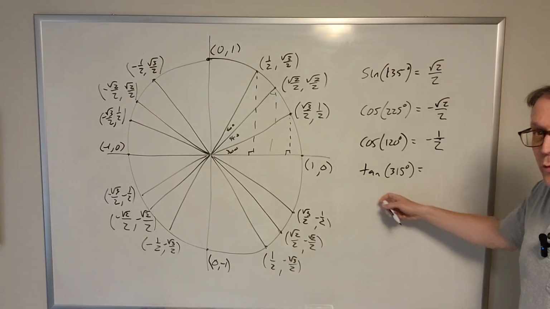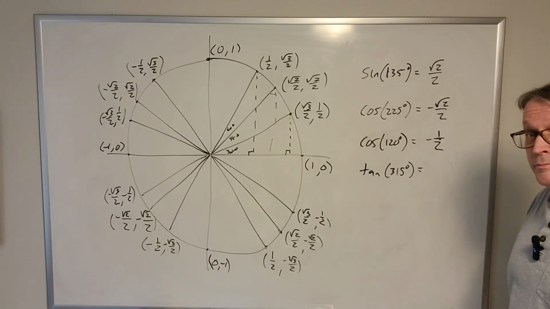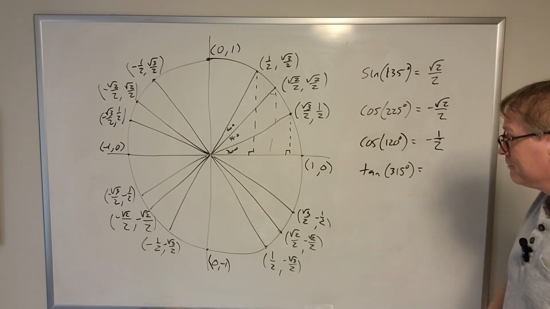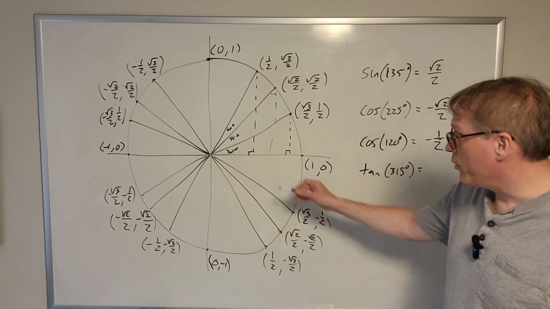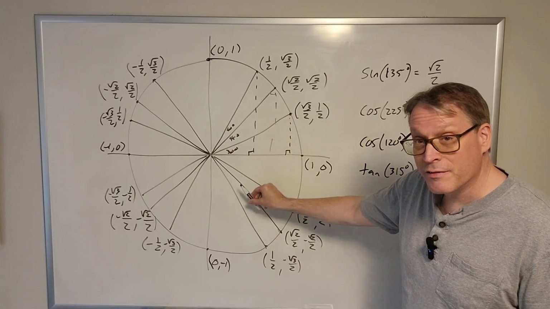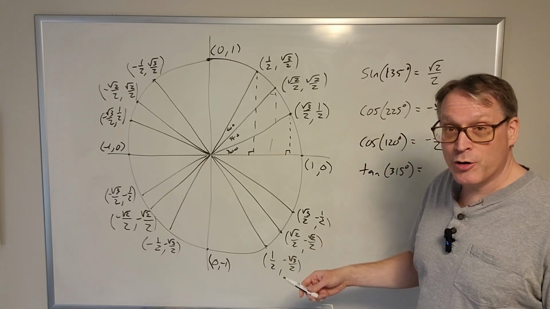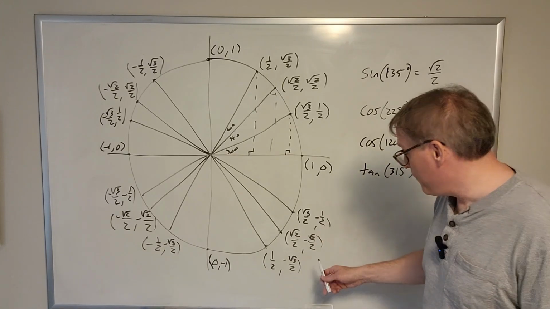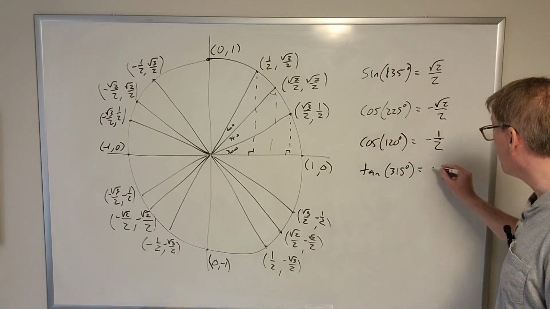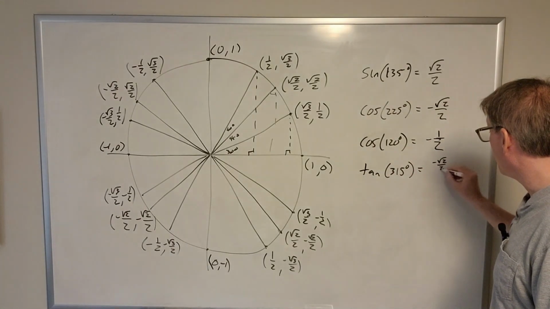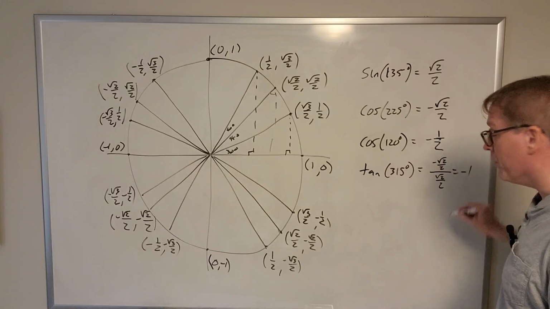What's the tangent of 315 degrees? Well, 315 degrees is also 360 degrees minus 45. So that's going to be right here. And the tangent is opposite over adjacent, in other words, sine over cosine. So that's going to be minus square root of 2 over 2 over square root of 2 over 2, which is just minus 1.